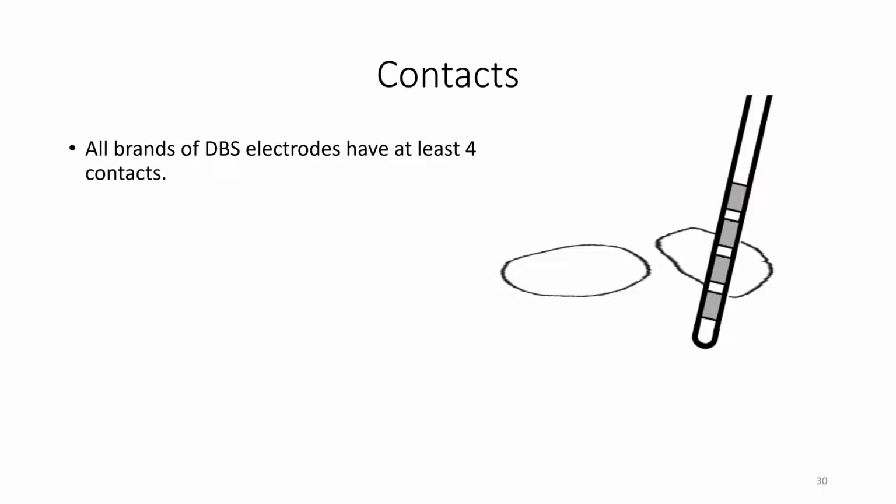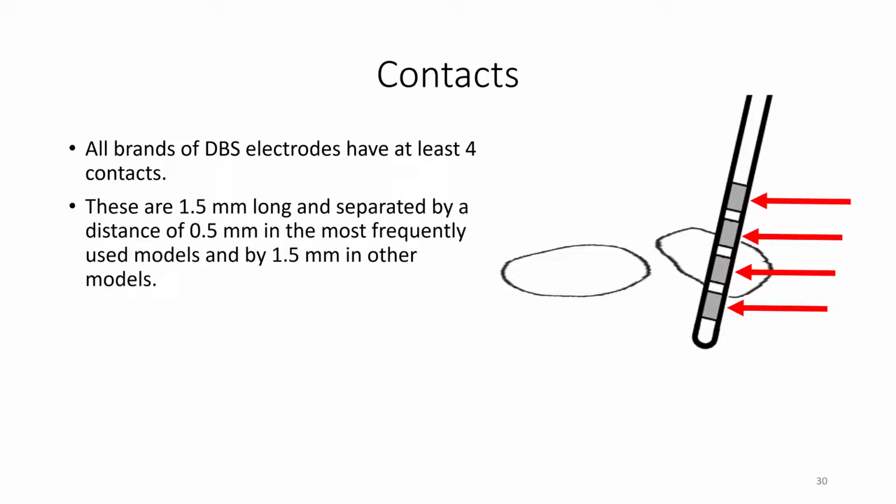The most important aspect of stimulation is the location of the field of stimulation, and this is most strongly influenced by where we are letting the current exit the electrode and enter the brain, thus the contacts of the electrode. All electrodes have at least 4 contacts. These are 1.5 mm long and separated by a distance of 0.5 mm in the most frequently used models and by 1.5 mm in other models.